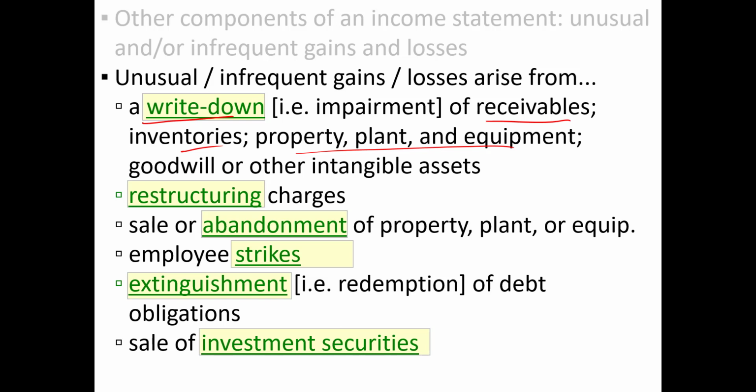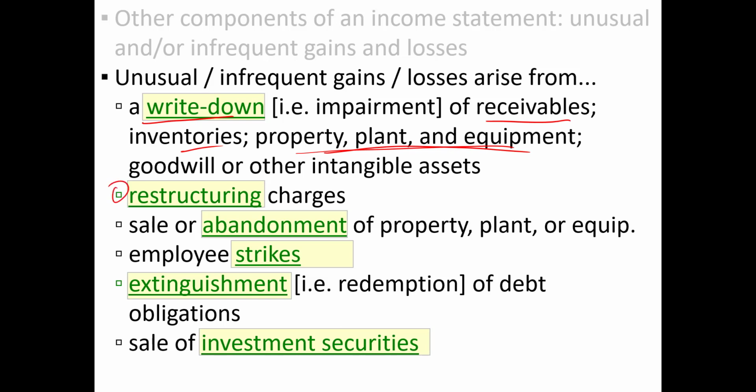Or maybe, for instance, the Environmental Protection Agency comes in and says, you can no longer use this machine. It's causing too much environmental damage. Great. So we may have to take a piece of equipment and completely scrap it, write down the rest of the net book value to zero.